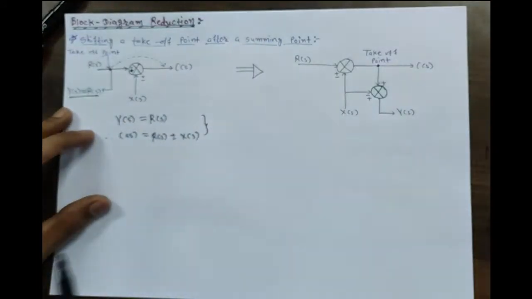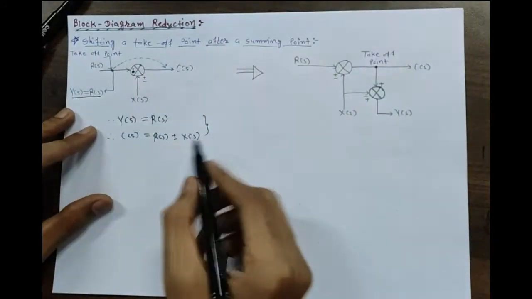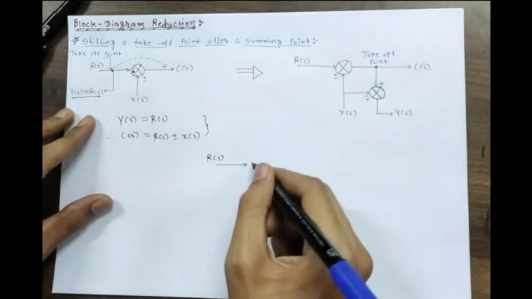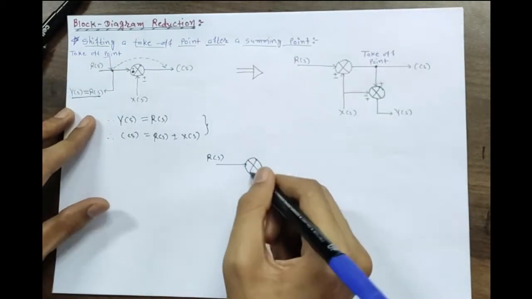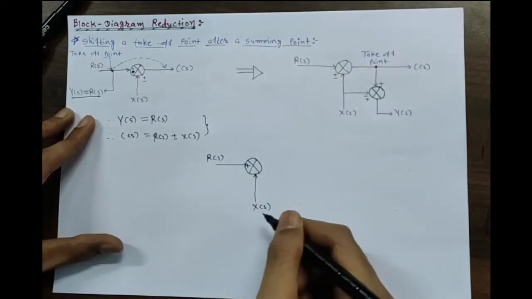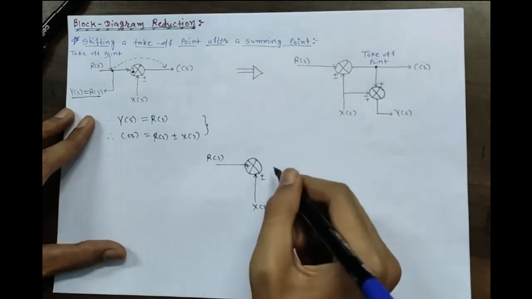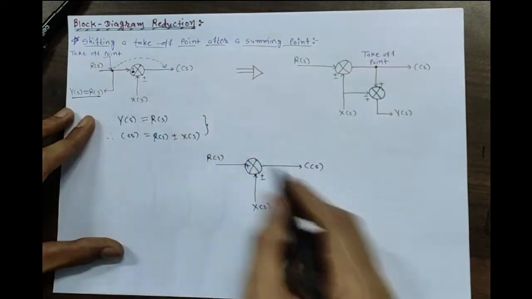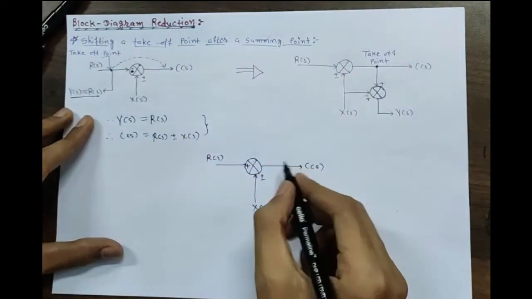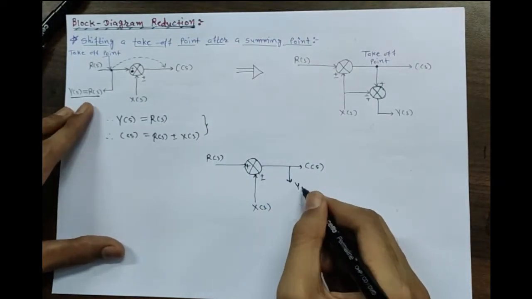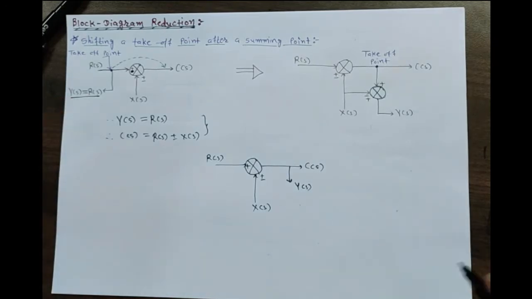Now what we want to do is shift the takeoff point after the summing point. So let's say this input signal is again the same r of s. Here is your summing point. Here it is plus, another signal, that is x of s. The sign will be plus or minus, and c of s. And we want the takeoff point after the summing point, so put your takeoff point after the summing point. So what is the takeoff point? The y of s signal. That is what we want to do.